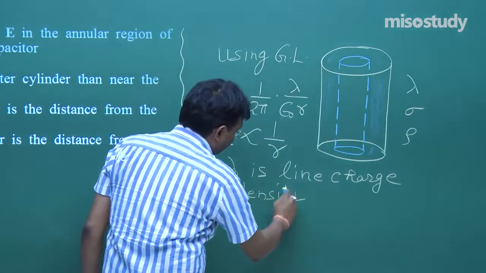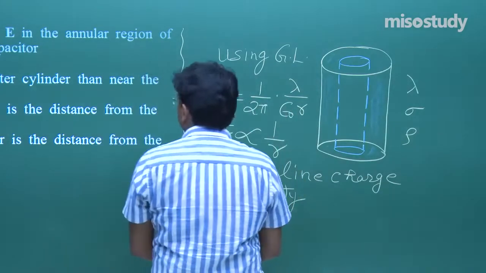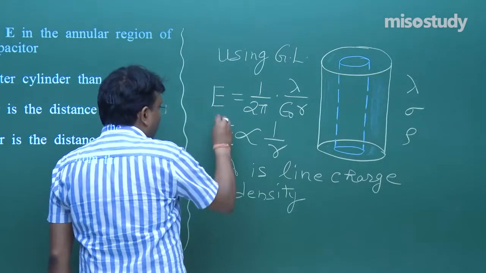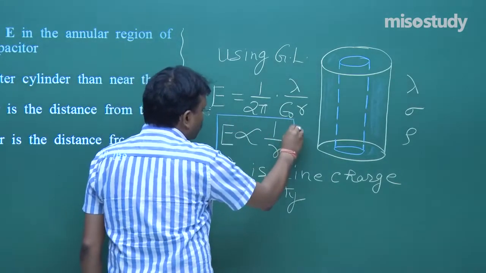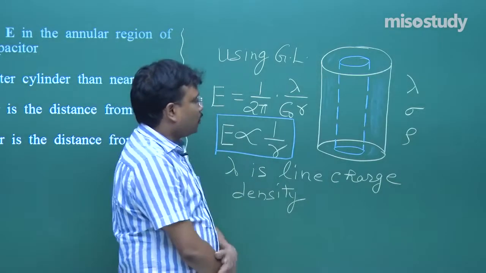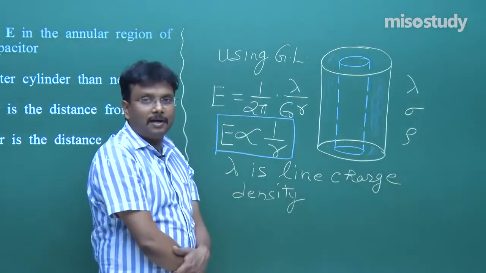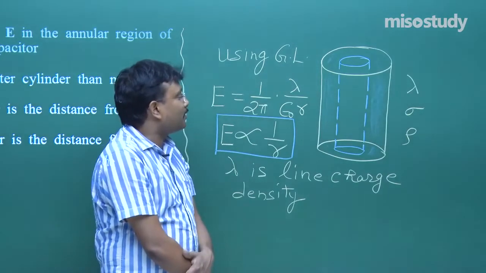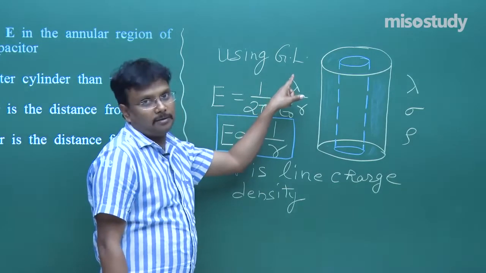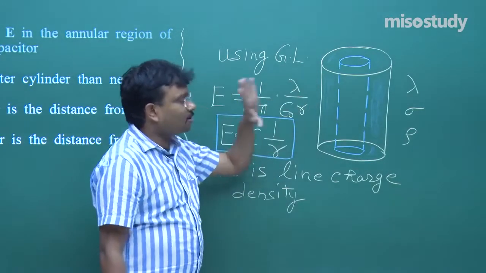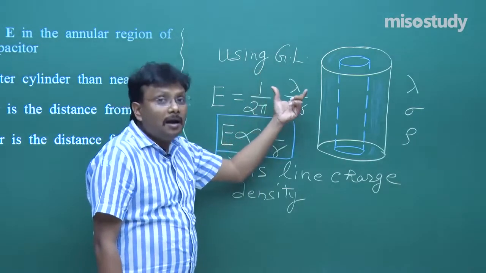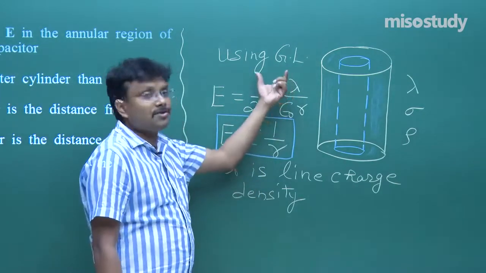Okay. Lambda is line charge density. Now let's start analyzing the options using this relation. If any one of you is interested to achieve this result, my best wishes are with you. Start using Gauss law. You can do that, you should do that. That way, whether you are learning this device or not is not important. Important is that you will learn an application of this Gauss law.